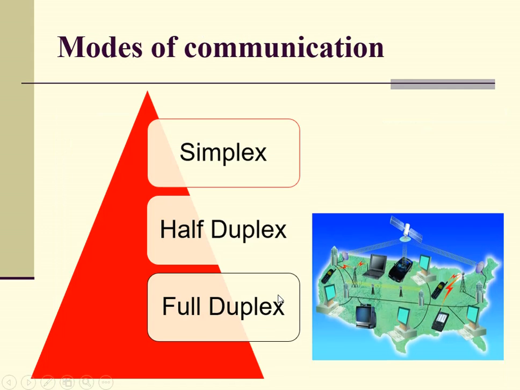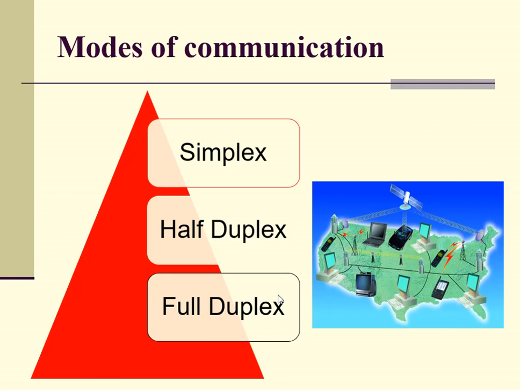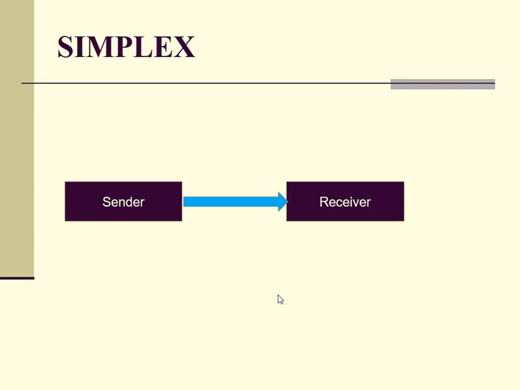Now we have the modes of communication. Modes of communication describe the way of data transfer through a communication channel, that is unidirectional, bidirectional or simultaneous bidirectional communication. Here we have the examples: simplex, half duplex and full duplex. The first one, simplex. In this mode, data flows only in one direction, that is, either of the stations can send the signal, sender or receiver. This is the simplest method.